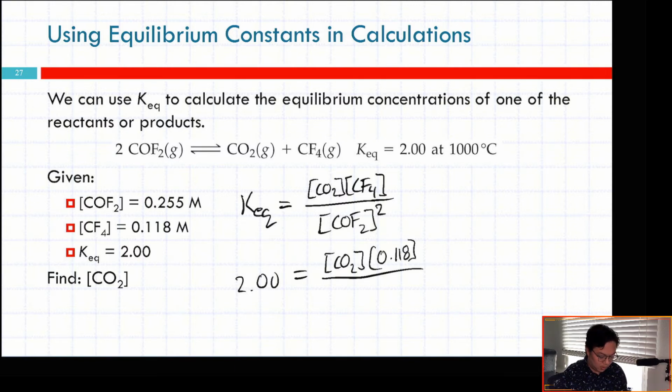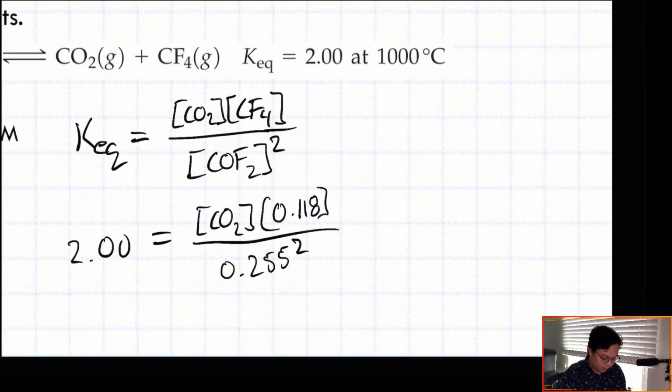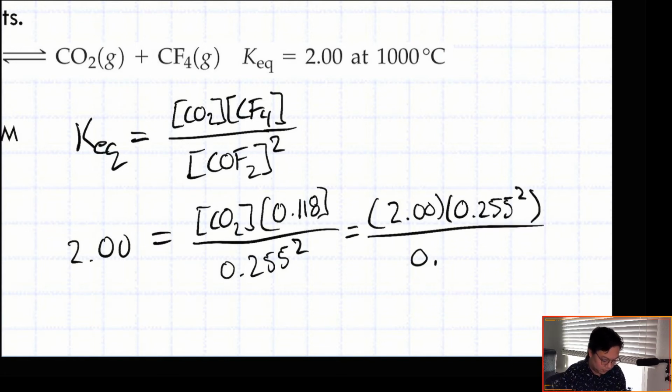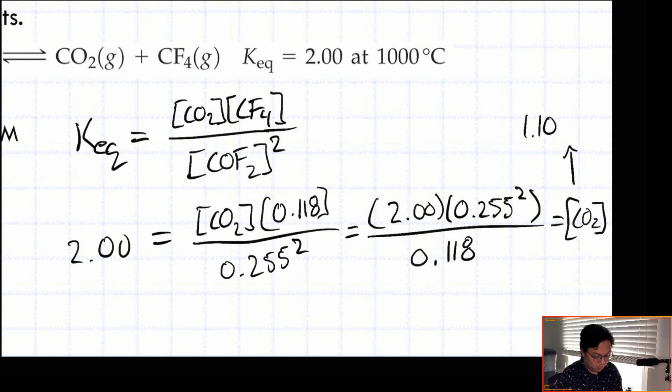And then we have our reactant, 0.255 squared. So now it's just a little bit of algebra, and we can rearrange this to solve for CO2. Let me zoom in here. So this will end up being 2.00 times 0.255 squared divided by 0.118 will equal the concentration of CO2. So I'll do 2 times 0.255 squared divided by 0.118. So our concentration of CO2 then is 1.10 molar.